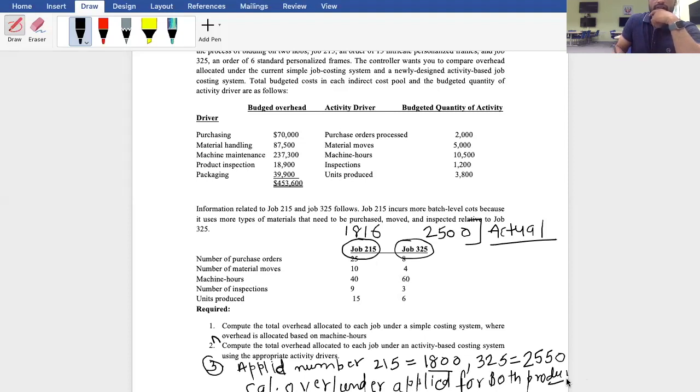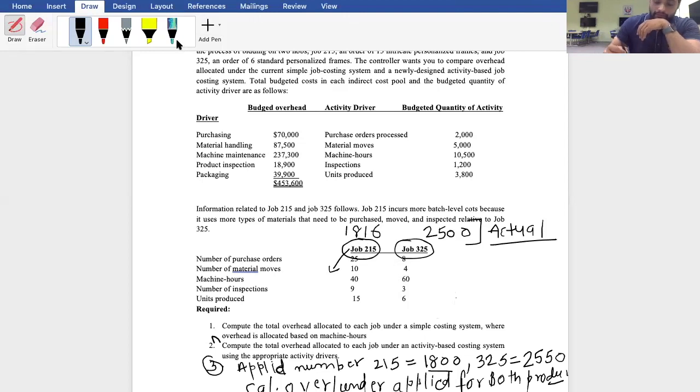For both products. So for product 215, is it over applied or under applied? For job 215, tell me, is it over applied or under applied? Yes, it's under applied.